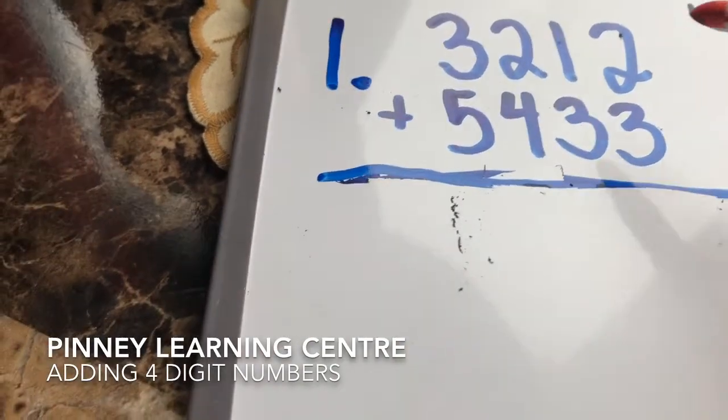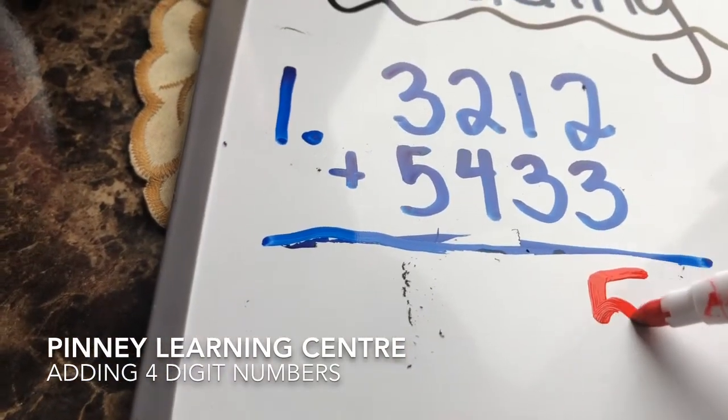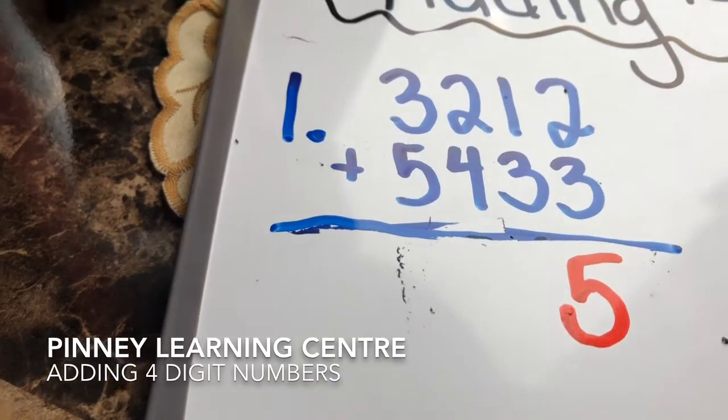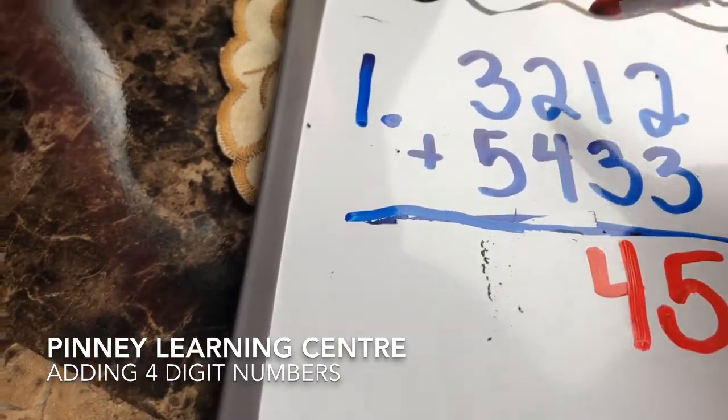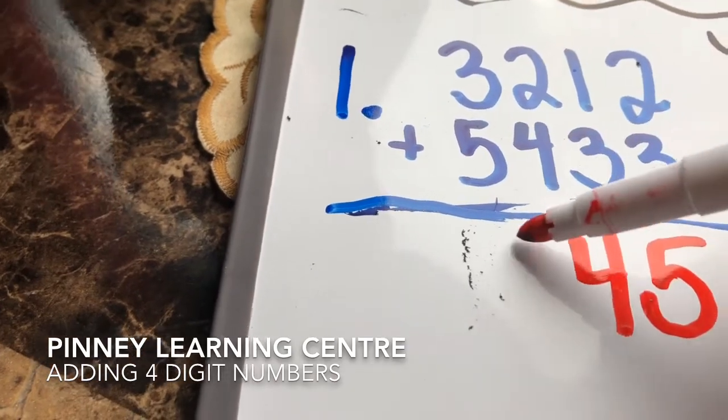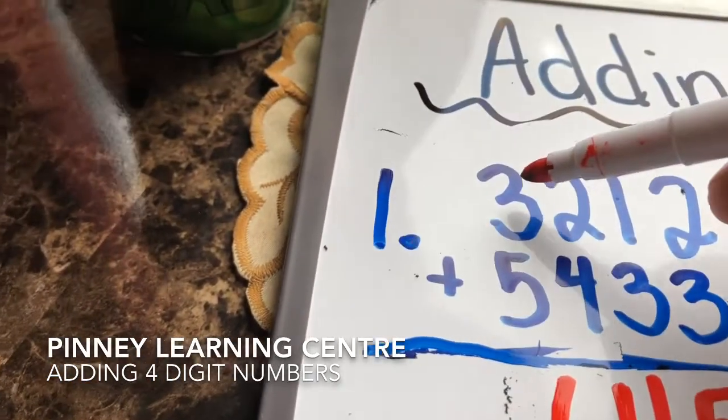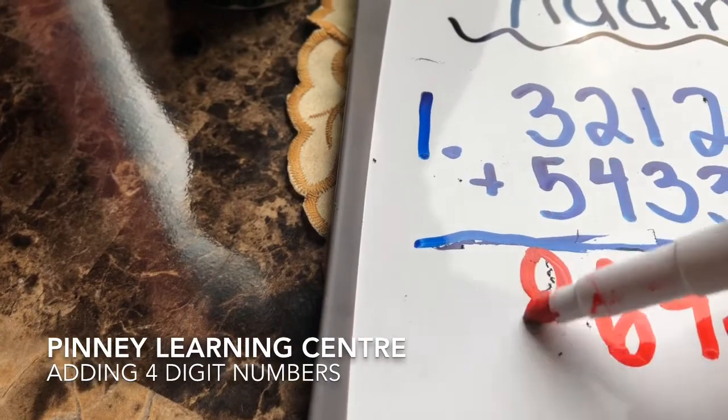2 plus 3 is 5. 1 plus 3 is 4, 2 plus 4 is 6, and 3 plus 5 is 8.